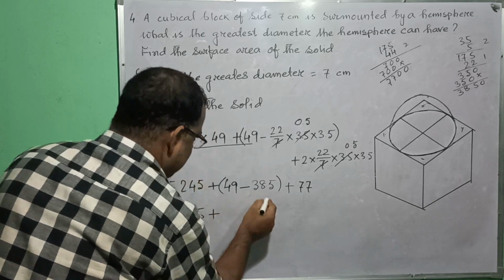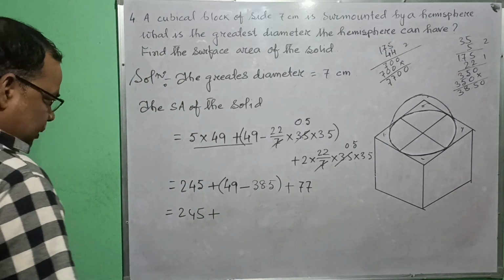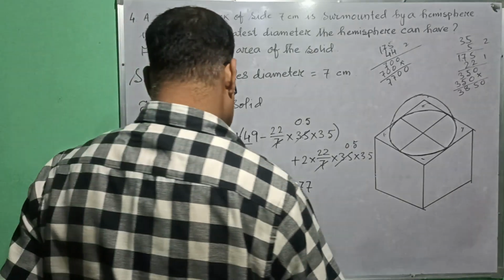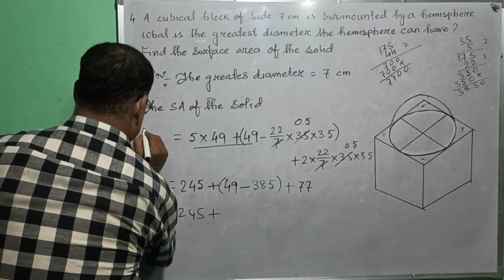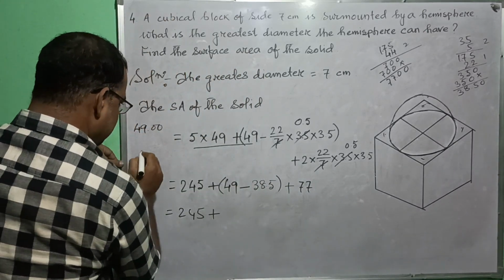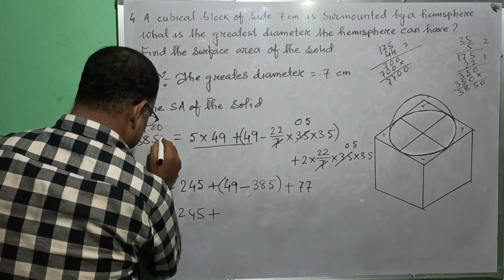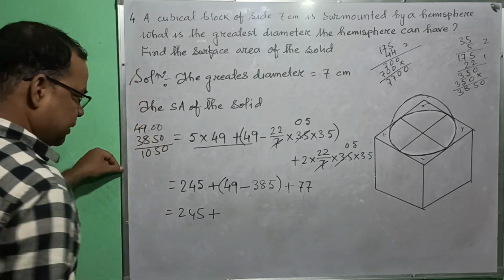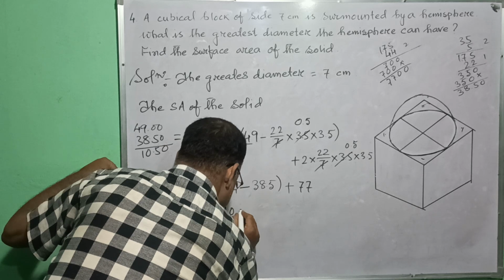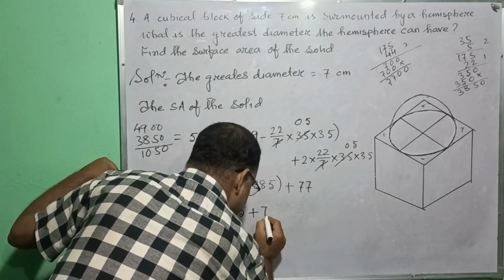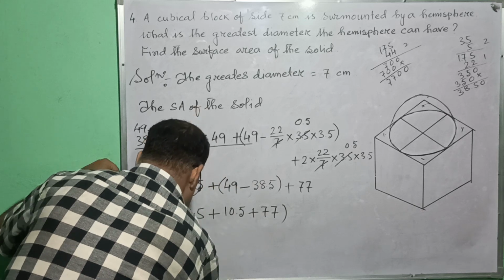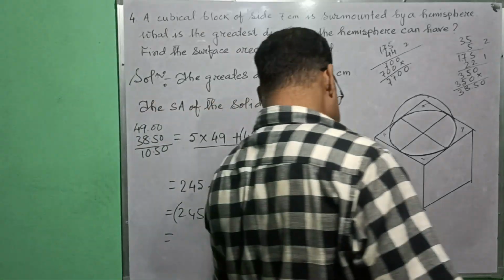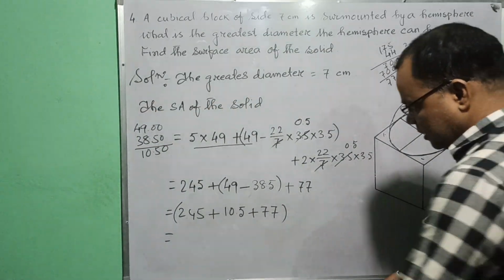Now 245 plus 49 minus 38.5. It is better to subtract separately. So it is 38.500, here 5, then here 1, so 10.5. So you can write here 10.5 plus 77. So we can add it together now. So here 10.5, 77.